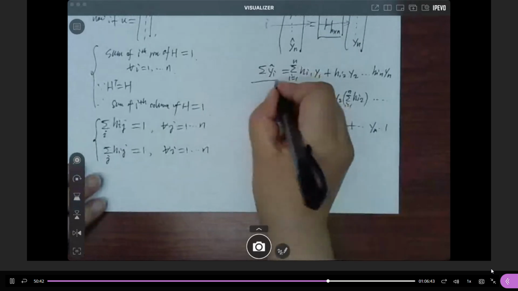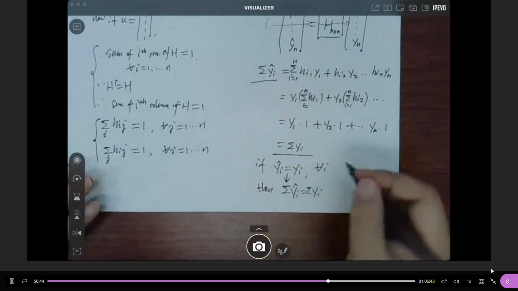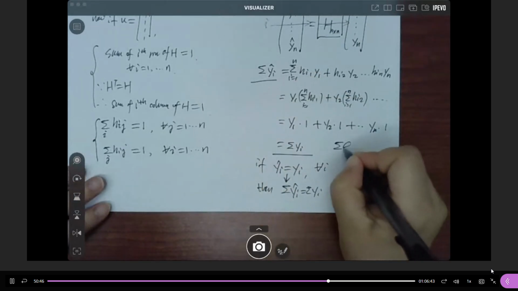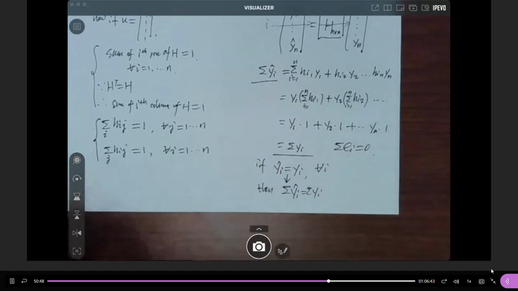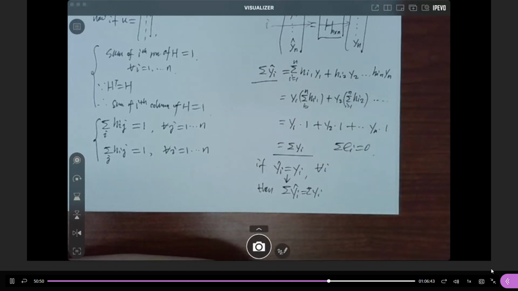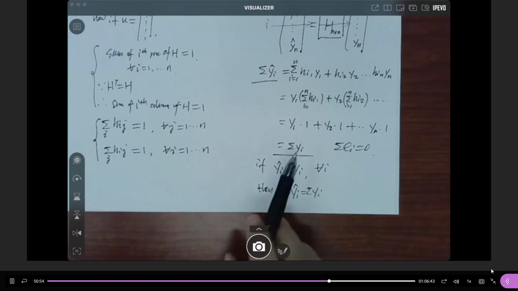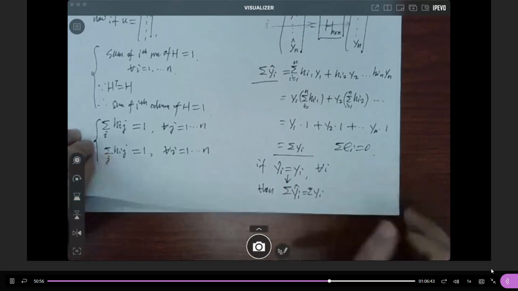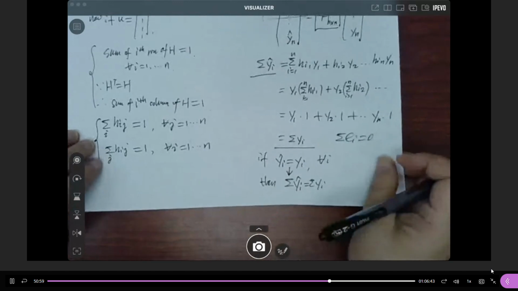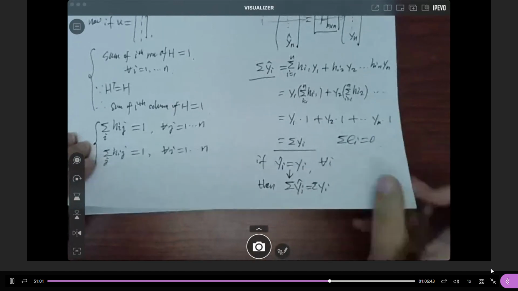So we proved this: sum of y hat equals sum of yi. That is equivalent to saying summation of ei equals 0, because ei is defined as the difference between yi and y hat. And this is just the second approach to show that. The first approach is by using least squares, partial Q partial beta 0 hat, and you will get this.